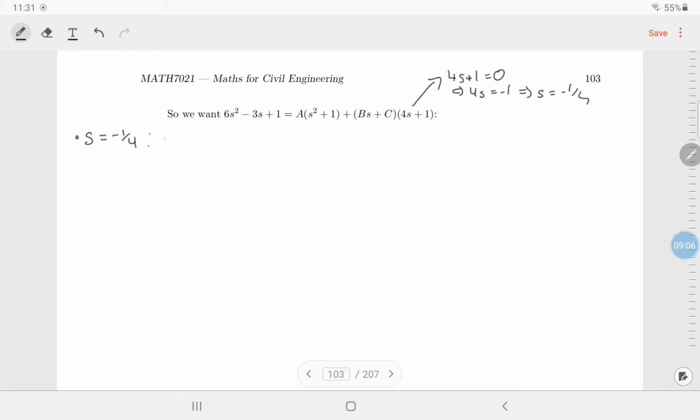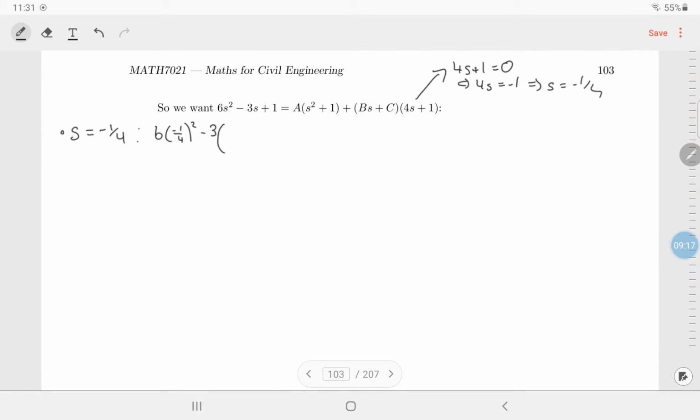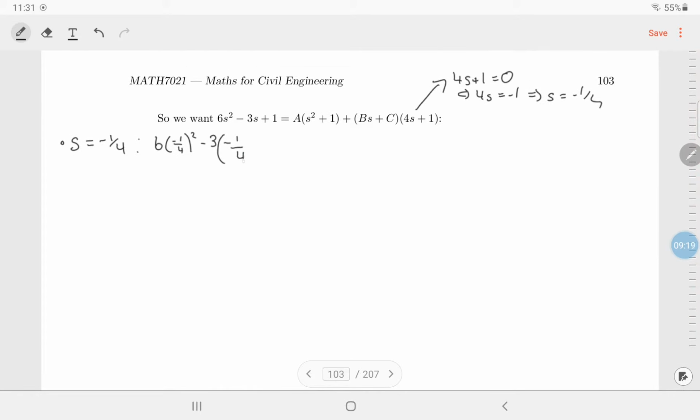So I'm going to get 6 by minus a quarter squared, minus 3 times minus a quarter, plus 1, equal to a, which I'm looking for, times minus a quarter, you need brackets with that sign, plus 1. And the second bit you don't really need, because if you put s equal to minus a quarter into the 4s plus 1, you're just getting out 0. So it'll be just b times minus a quarter plus c times 0, so that's just equal to 0. So we can just forget about that. And that's why we chose minus a quarter.